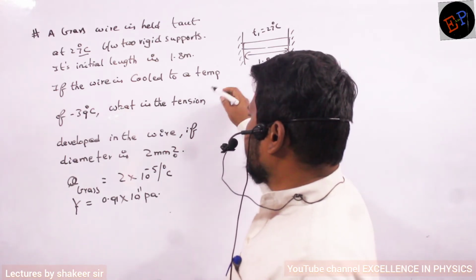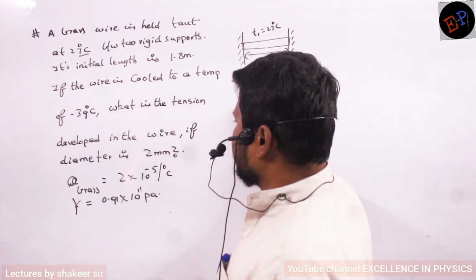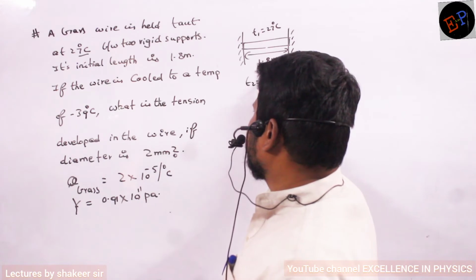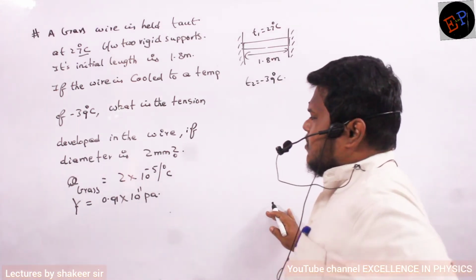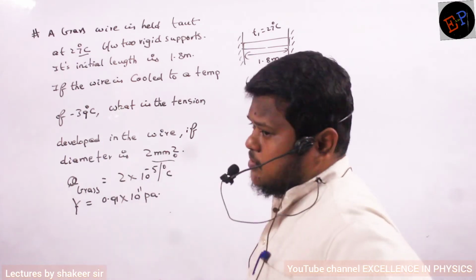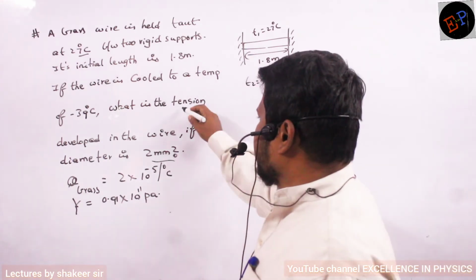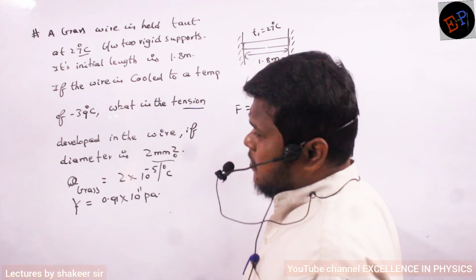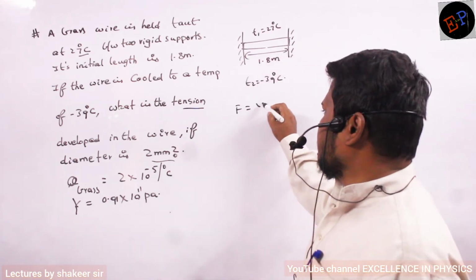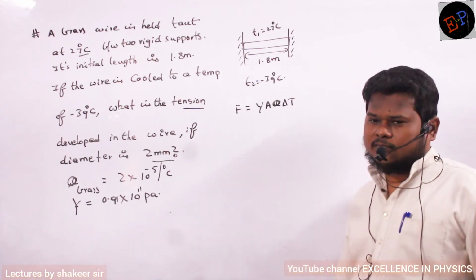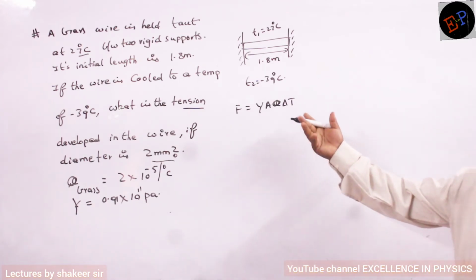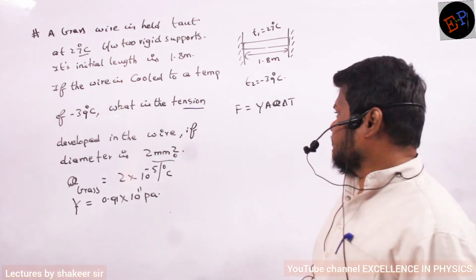The wire is cooled down to a temperature of minus 39 degrees Celsius. It means the final temperature is minus 39 degrees Celsius. Then what is the tension developed in the wire if the diameter is this much? The alpha value and Young's modulus are given. So tension is nothing but a force, no? And just now we have derived the equation. What is that? Y A alpha delta T. This is the equation. So just substitute all these values. That's all. That is the calculation.